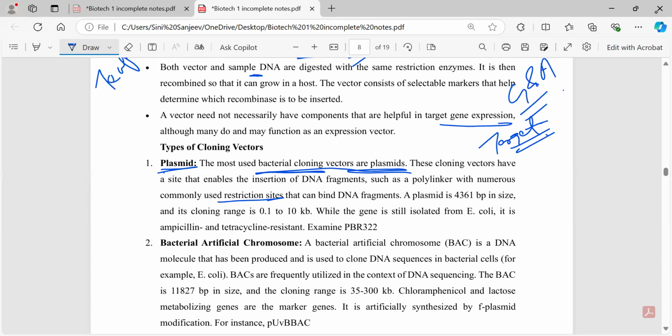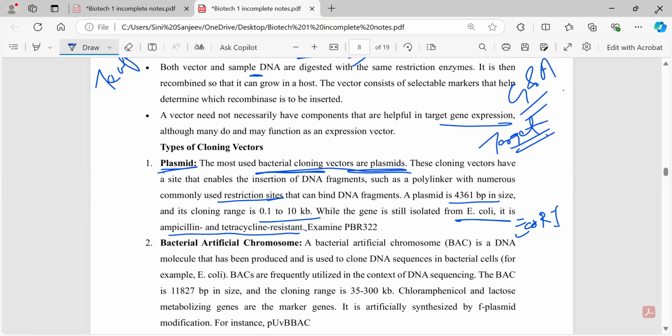A typical plasmid is 4361 base pairs in size, and the cloning range which you can insert into it is 0.1 to 10 kilobases. Usually, most of the time, the plasmid gene is isolated from E. coli. That's why I gave you the common example, EcoRI. That may have any of the antibiotic resistance genes which you can use.